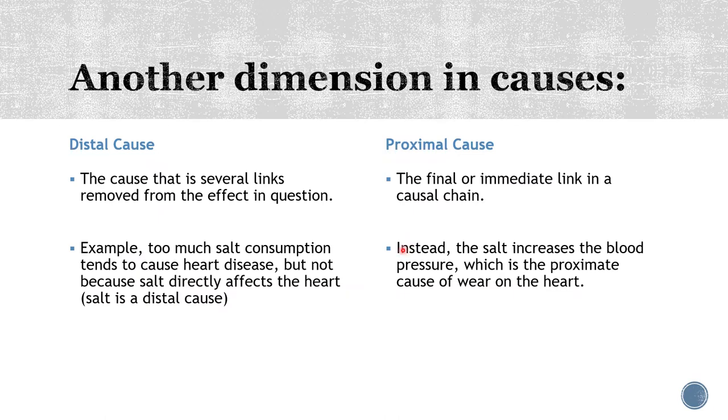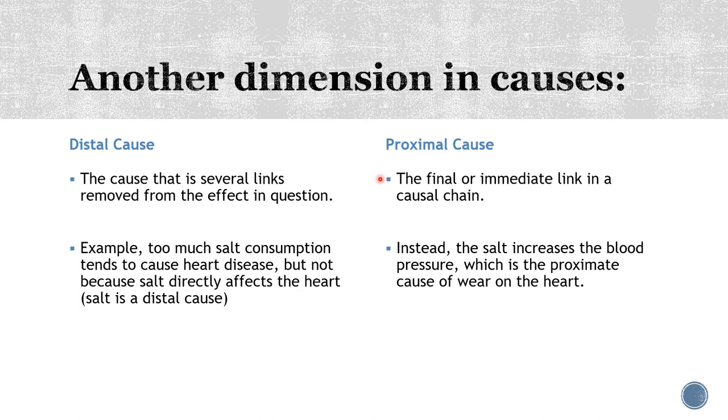So I'd like to introduce one more dimension of causal reasoning. In addition to thinking about why two things would be correlated, also think about whether some things can be correlated because of a cause that's nearby, or a cause that's several links removed from what we're looking at. So this is the distinction between a distal cause, a cause that is several links removed from the effect in question, and a proximal cause, that is the final or intermediate link in a causal chain. By a causal chain, I mean where one thing causes a second thing, which causes a third thing, which causes a fourth thing, etc.